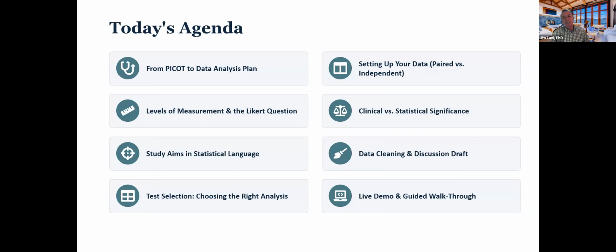The discussion draft is a recent advent of the tool where your actual results are put into context with literature, not only talking about the findings themselves, but also the theoretical and practical implications of your findings, future research ideas, and limitations based on your data. That's a real help. And then we'll do the demo.